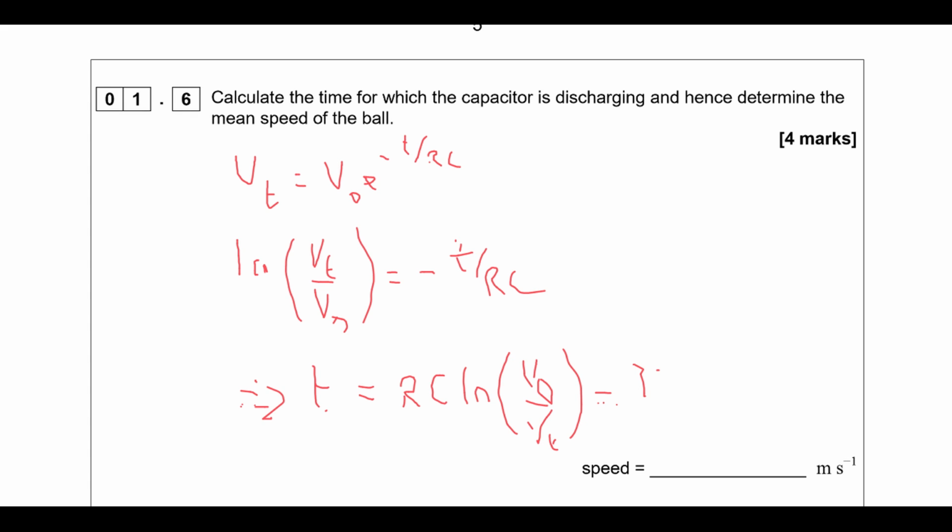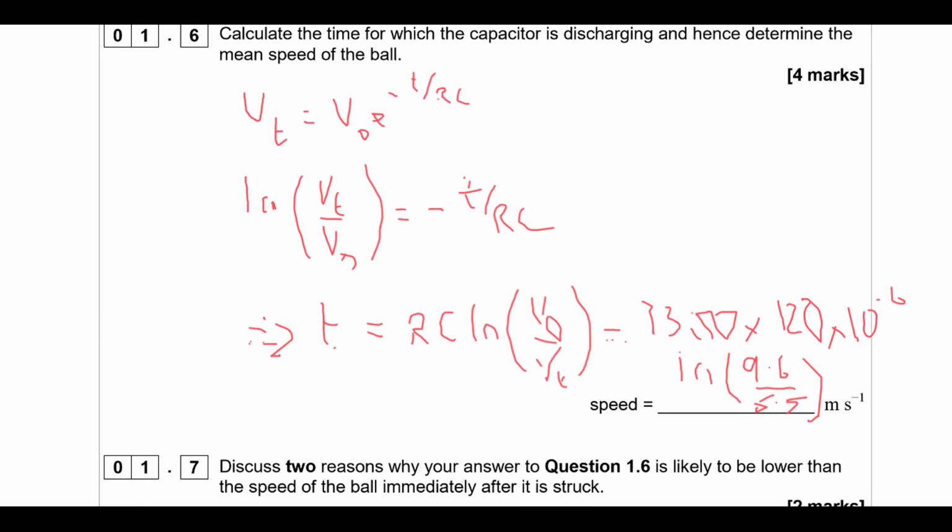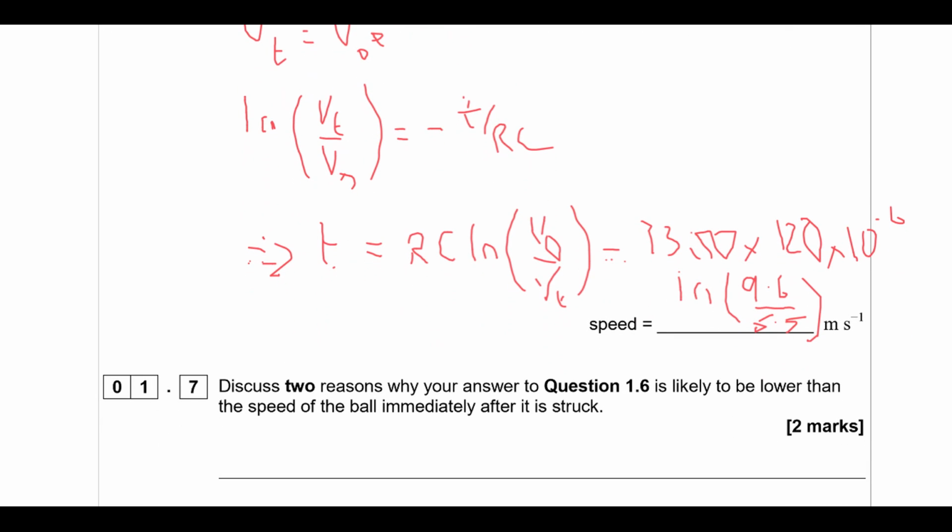The resistance we know is 1300. We know the capacitance is 120 times 10 to the minus 6. And we need to times that by the logarithm of 9.6 over 5.5. Oh blimey, that's horrendous. And when we do that, we come out with an answer of 0.086 blah, blah, blah, seconds.